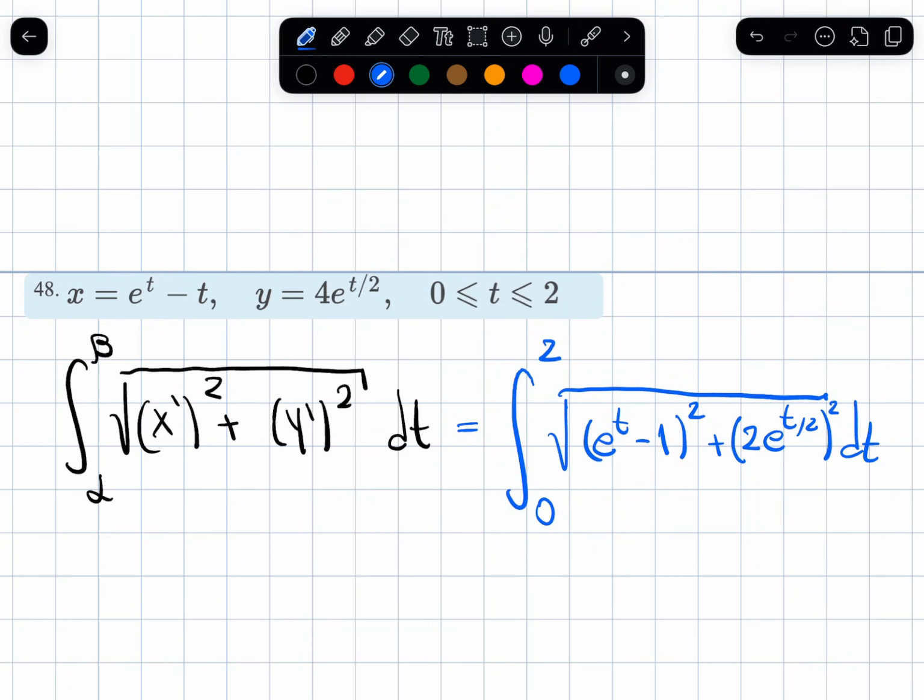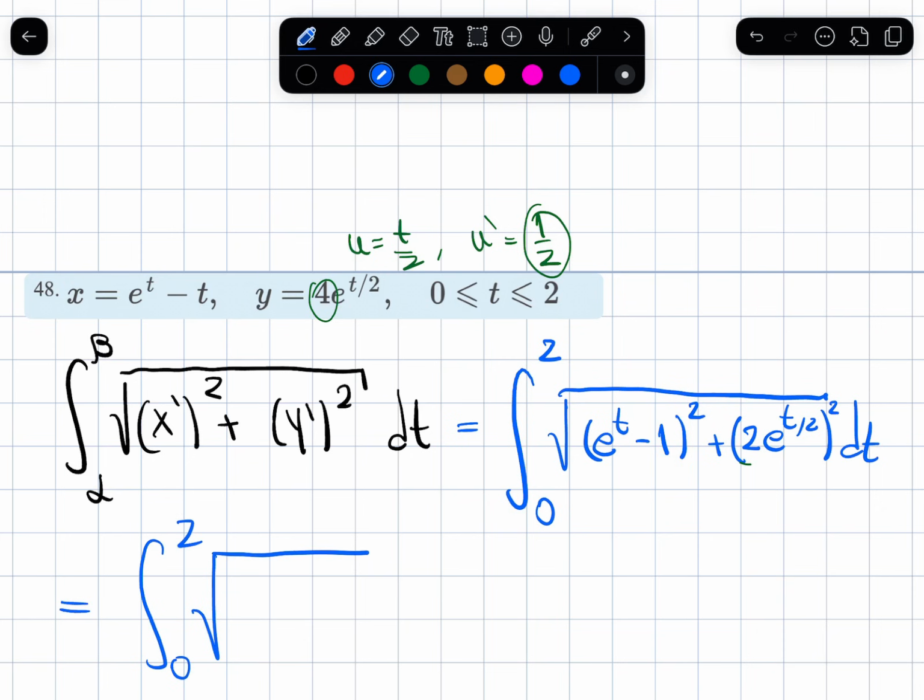So just double check. If you need to pause and derive things yourself, double check. e to the power t over 2 here, deriving that requires me to use the chain rule. I set u equal to t over 2, and then u prime is 1/2. And that comes down and multiplies by 4 to give me this too. So double check the derivatives if you need. Sometimes I'll make mistakes on those. I appreciate you pointing them out. Now 0 to 2.